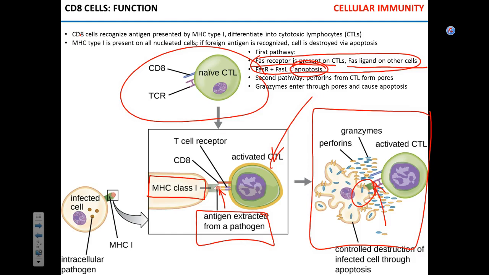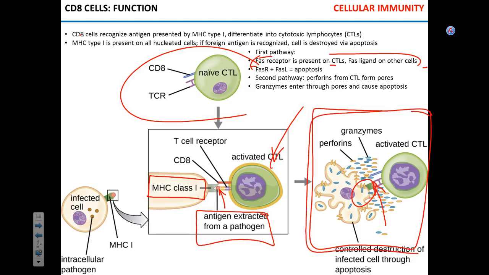Does that make sense to you? Like a magic wand, like a key, a special key that a cytotoxic lymphocyte can insert into the lock, turn the lock, and the cell will die. And the second mechanism is granzymes and perforins. You're already familiar with that mechanism from our conversation about natural killer cells or NK cells.